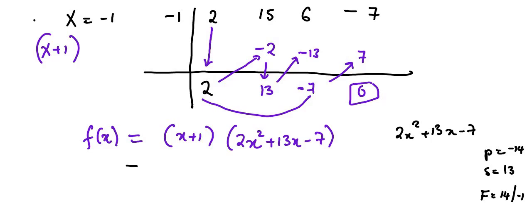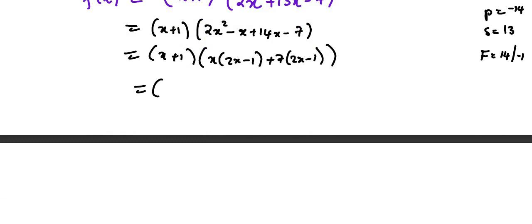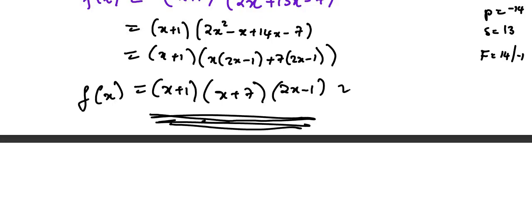So this is now going to be x plus 1, then 2x squared minus x plus 14x minus 7. Then this is going to be x plus 1, then x, then you have 2x minus 1, then plus 7, then you have 2x minus 1. So this will now become x plus 1, x plus 7, and 2x minus 1. So when they say factorize completely, you leave it here, where you have these three factors.